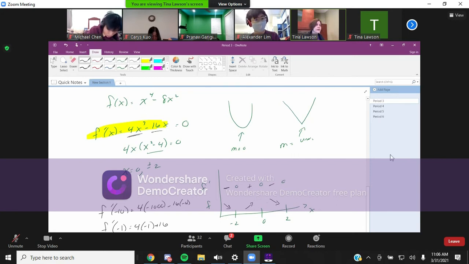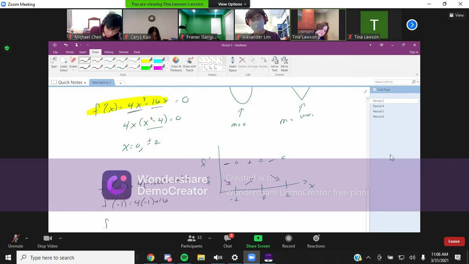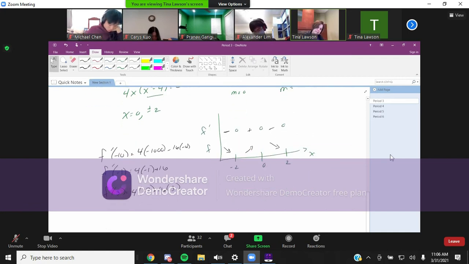At 2, if I pick like 3, what would that do for me? What would be a cool challenge? 4 times 3 cubed is 27, minus 16 times 3. That's going to be bigger, that's going to be positive, right? So it looks like I have a minimum here and here.